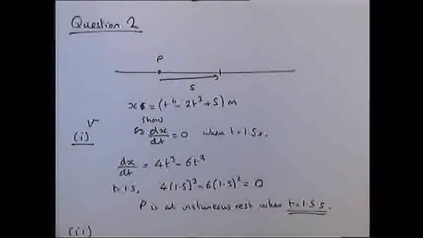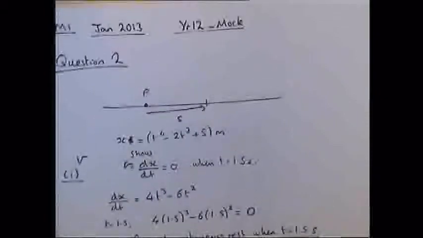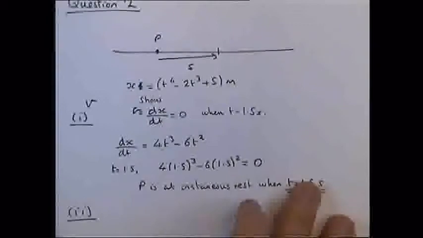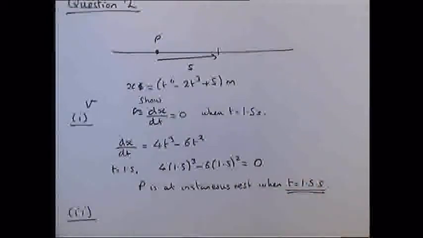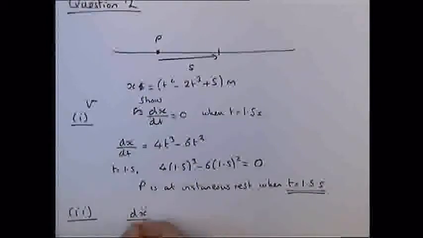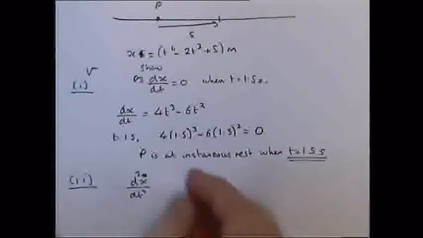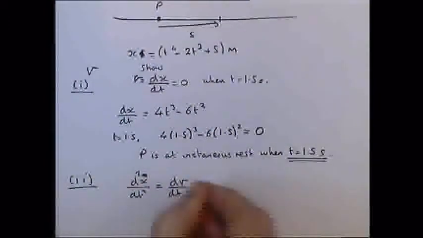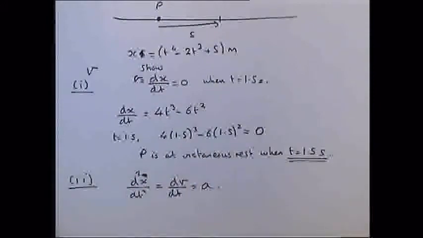If you look for the quickest way of getting to the correct answer, you can save time for the later questions. Now the next question, part 2, it's also worth 3 marks, is to find the acceleration of P. Show the acceleration of P is 9 meters per second squared. Now we know the second differential is equal to the first differential of dv by dt, and that is equal to a. So basically we've got to differentiate again to get a.